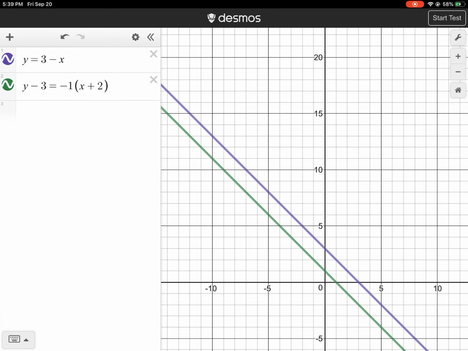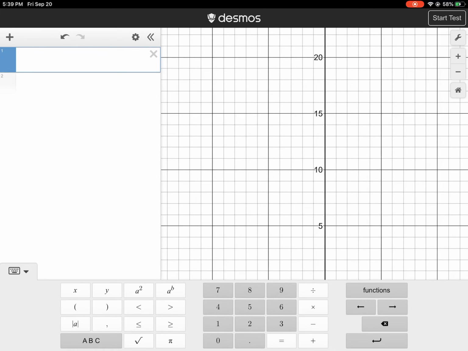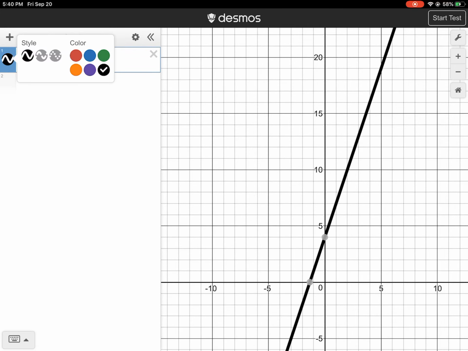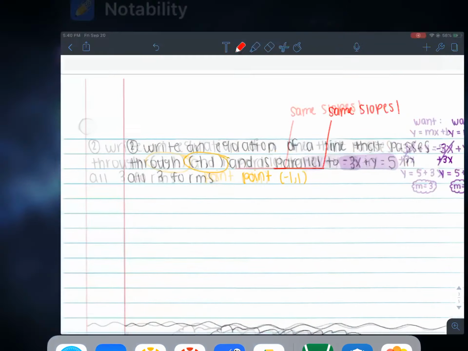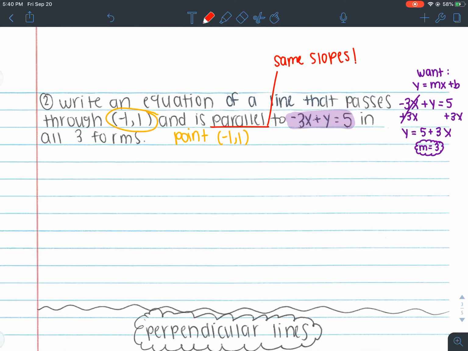So I'm actually going to go ahead and graph that purple one in Desmos so that we have it for reference. We have negative 3x plus y equals 4. So this is my purple line, and again, I'll change it to be purple just like our notes. Negative 3x plus y equals 4. Okay, now I want it in all three forms. So I always start with point slope form.